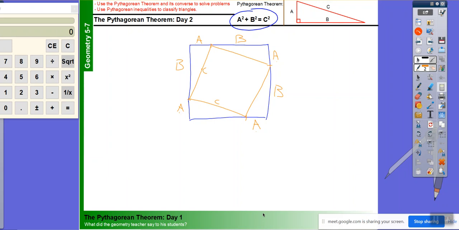All right, so what is the area of the square? The orange square inside? C squared. All right, so the area of this is C squared. What is the area of this triangle right here? AB squared. It's not AB squared. How do I find the area of a triangle? It's AB divided by 2, right?